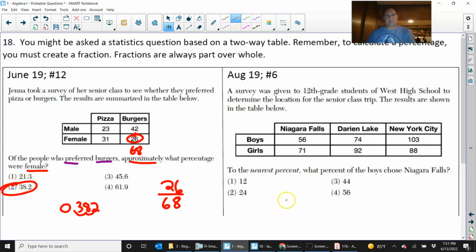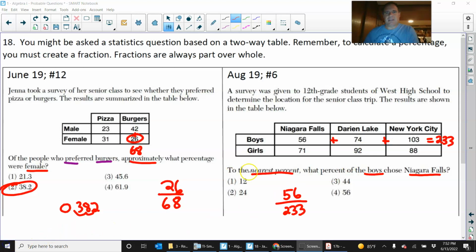And that is everything. So a survey was given to 12th grade students at a high school to determine the senior class trip. Results are shown to the nearest percent. What percentage of the boys chose Niagara Falls? So the boys. We're going to have to add 56 plus 74 plus 103. And so we added all the boys. There were 233 of them. And then how many boys chose Niagara Falls?